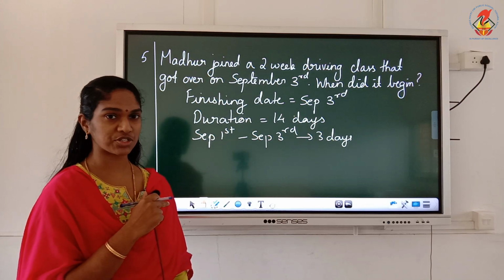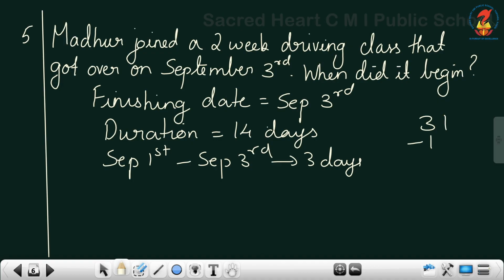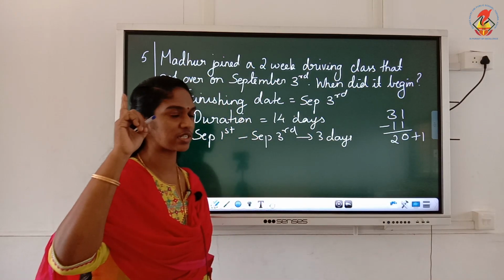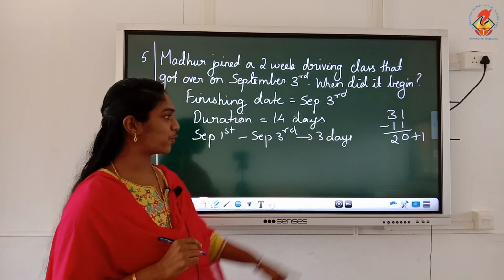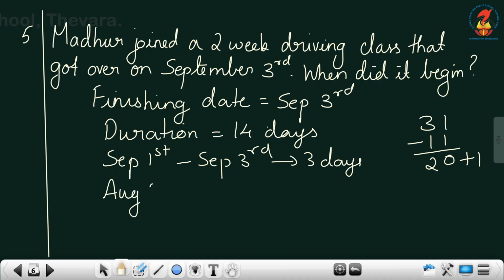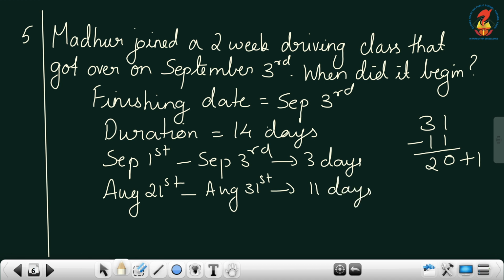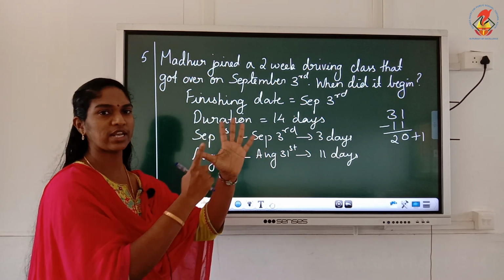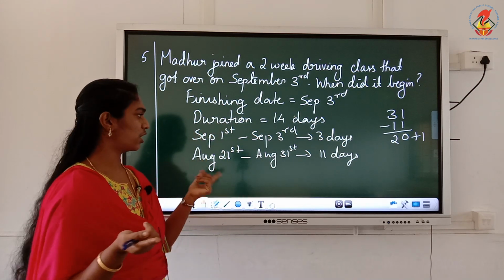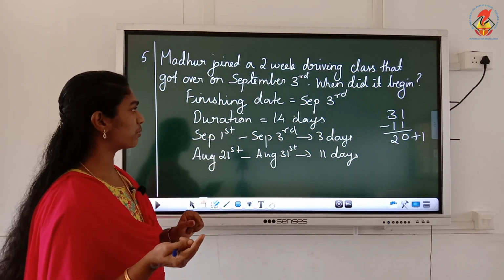I need 11 days in August, right? So I will take 31, I will minus that 11, I will get 20 and then I will add 1. Remember you did in the first question like this. You will add 1 because that starting date won't be included when you subtract. So I get August 21st. August 21st to August 31st, I will get 11 days. You want to count, children? You count. 21, 22, 23, 24, 25, 26, 27, 28, 29, 30, 31. 11 days.